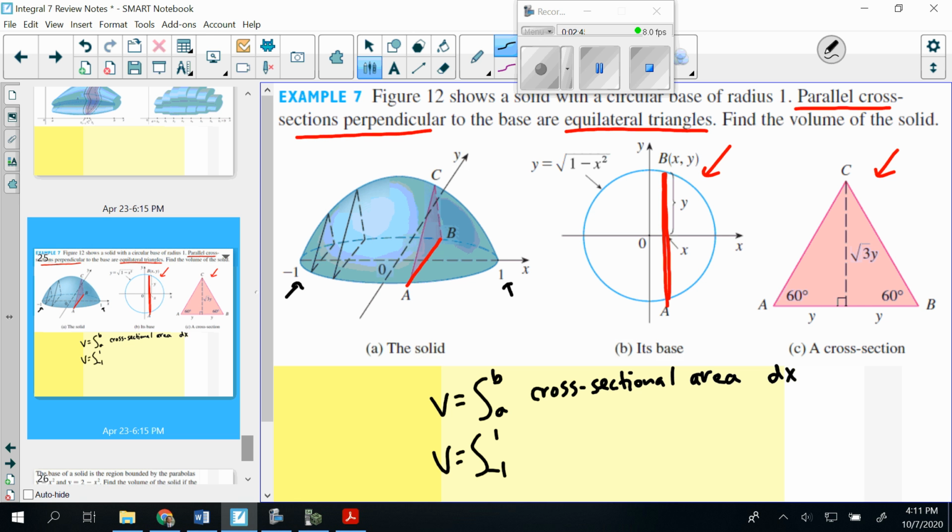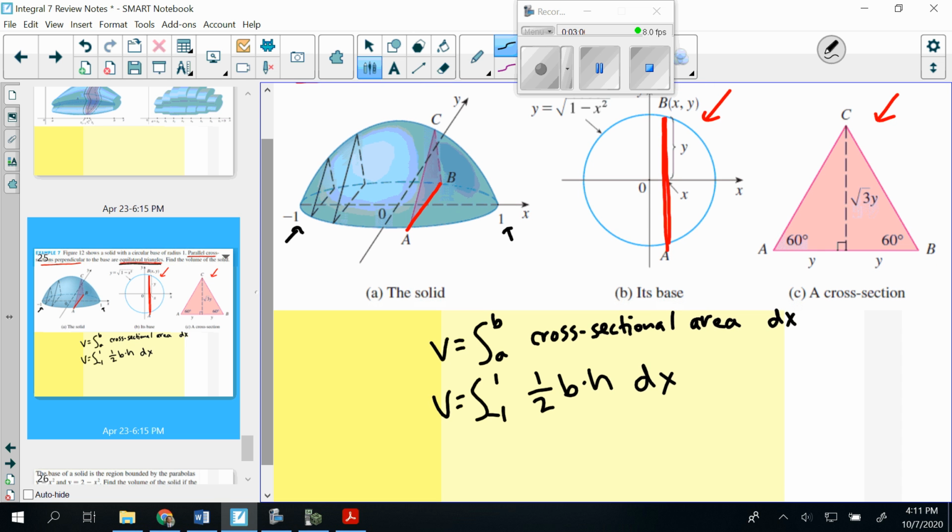What shape is our cross section? It's an equilateral triangle. Well, let's just go with triangle for now. So we know the area of a triangle is 1/2 base times height dx. Now let's see if we can get a little bit more specific here. So next, what is the base and height of that triangle?